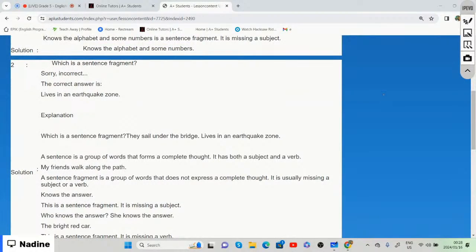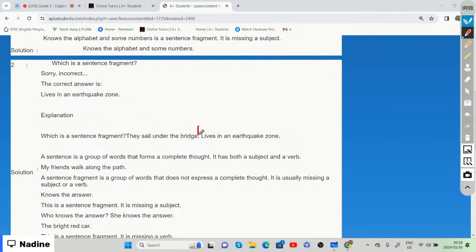Which is a sentence fragment, right? We're going to have to choose between the sentences either they sail under the bridge or lives in an earthquake zone. So they sail under the bridge or lives in an earthquake zone. We need to choose the sentence fragment. And remember, we said a sentence fragment does not express a complete thought, and it's either missing a subject or it's missing a verb.